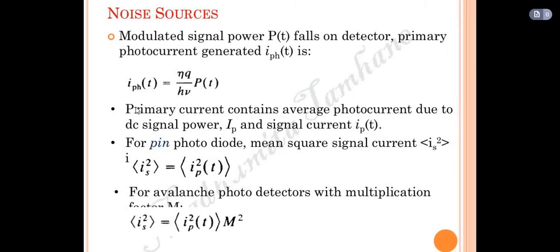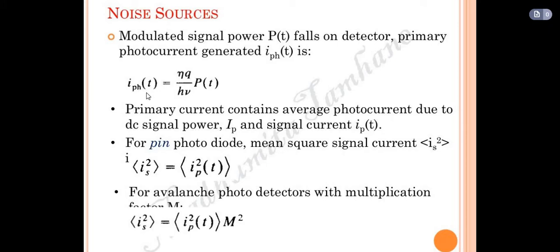So based on that, we have put IPH of t is equal to eta. What is eta, students? It's the efficiency, Q by E. Q by E is actually what? E is nothing but the h mu, right? We know the Einstein energy. And that is P of t. P of t is what actually? The modulated signal power. So we got the current based upon the power.